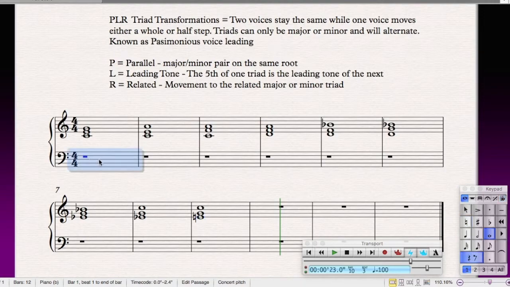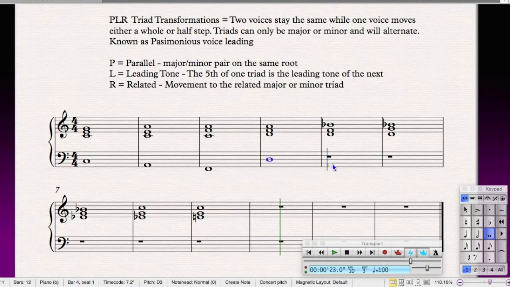I'm going to write the roots in. I want to show you something really cool. When you're doing progressions using the PLR transformation, your roots are always going to move by either a major third or a minor third. And in the case of the parallel transformation, your root will stay the same. So C, E, G, we have a C major triad, which moves to an A minor triad. So we had a movement of a minor third, and then we went to F, A, C, which is the movement of a major third, and then we had D, F, A, which was a D minor triad, another third movement.